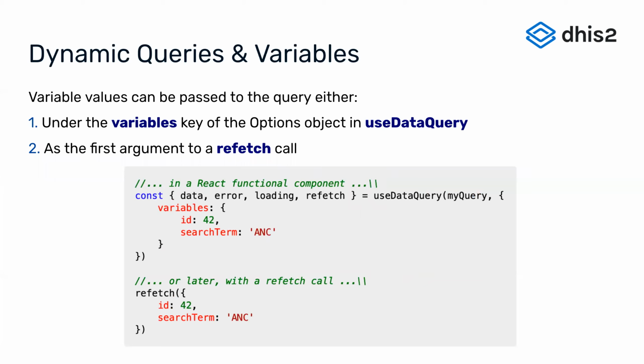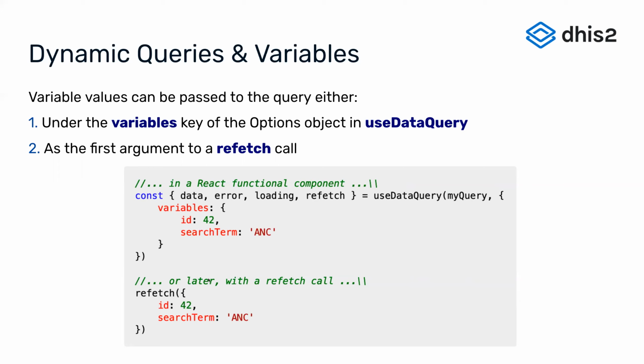In this case, there are two different ways to do that. The first one is when that component mounts, so when the use data query spawns its first request. In that case, we have this use data query call again with my query, which is defined as what we had on the previous page. But then we have a second parameter to this use data query hook, which is an options object. And the variables field of that options object has an object with the two variables that we defined in our query, the ID, which is set to 42, and the search term, which is set to ANC.